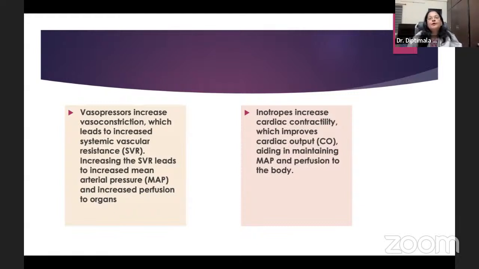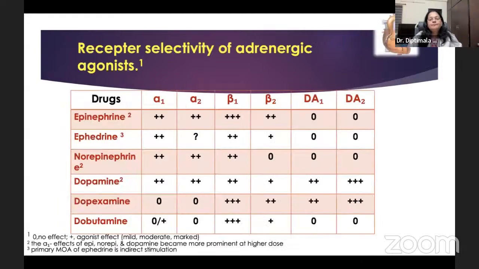For those who are new, if they don't understand what is mean arterial pressure, I will just tell you. All of you know there is systolic and diastolic blood pressure. So mean arterial pressure is diastolic blood pressure plus 1/3 of the pulse pressure. And pulse pressure is systolic blood pressure minus diastolic blood pressure. So for any critically ill patient and the patient in septic shock, we have to maintain a mean arterial pressure above 65 millimeters of mercury. So that maintains the perfusion of the body and urine keeps pouring.